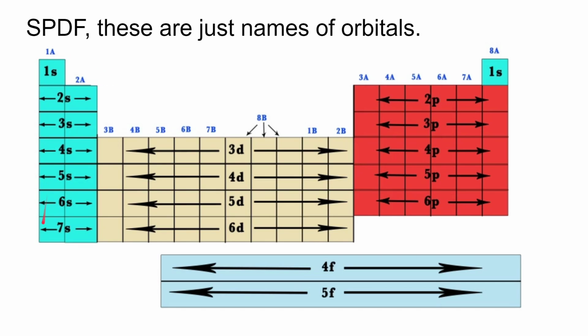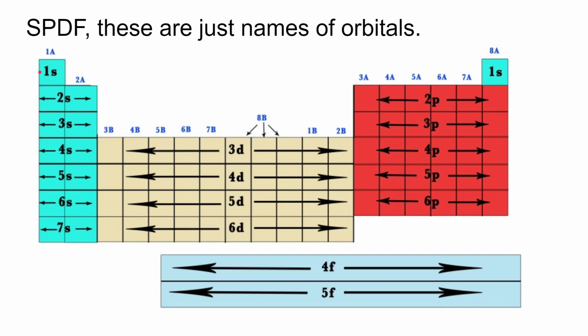Here, in the first 2 columns, is our s orbitals. Okay? S, S, S, S, S. S orbitals can only hold 2 electrons. So hydrogen is 1s, and it's actually 1s1, because it can hold 1 electron. Helium has got 2 electrons, so we call this 1s2.